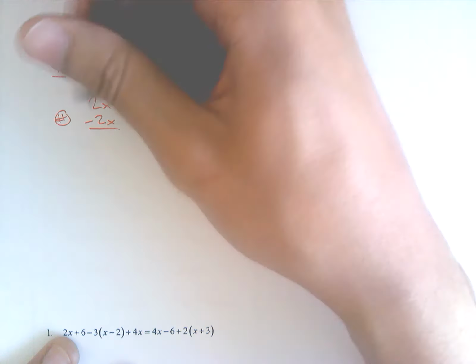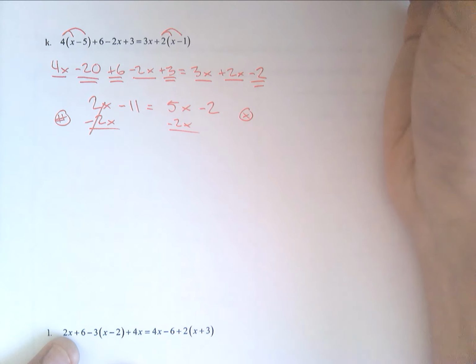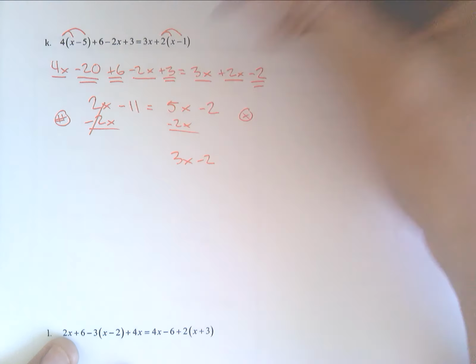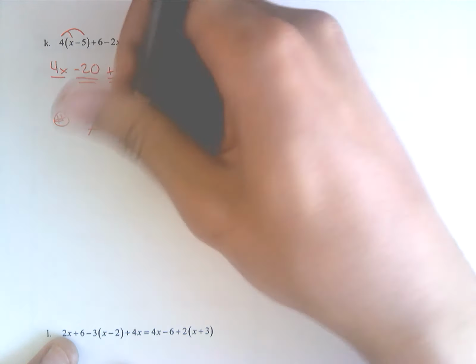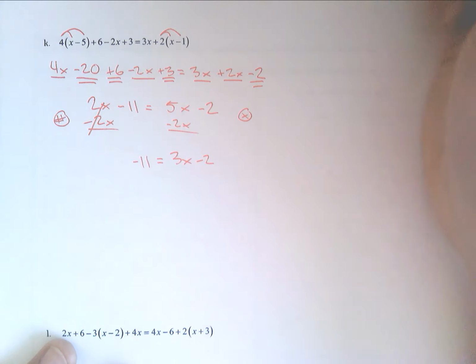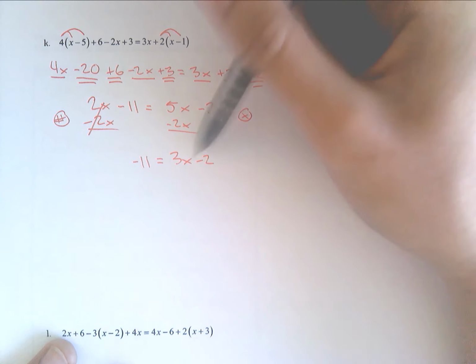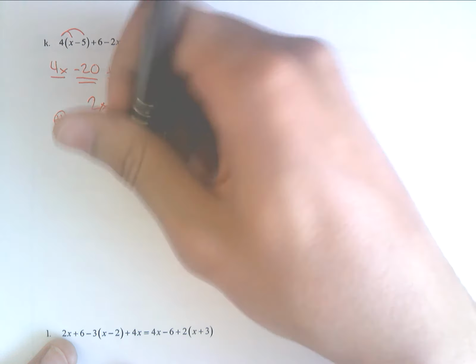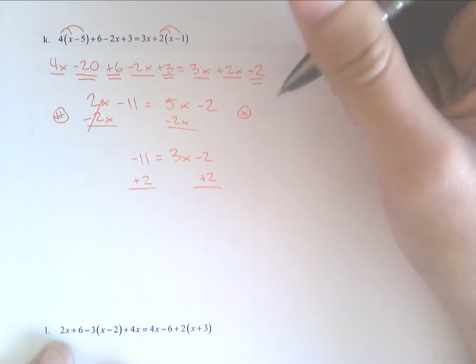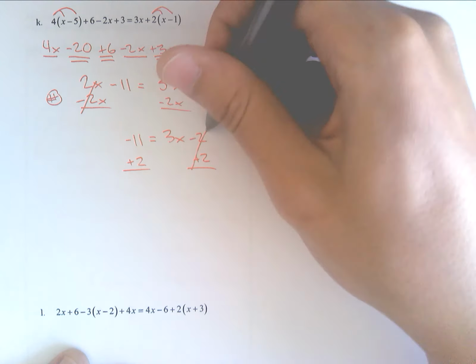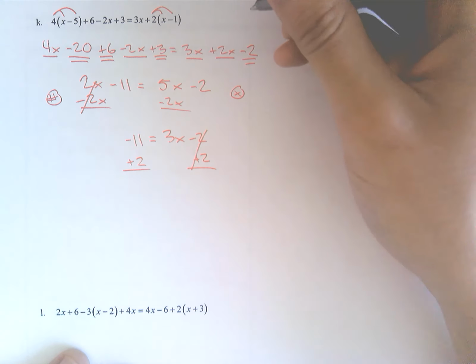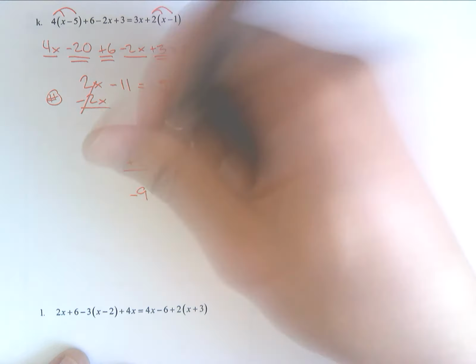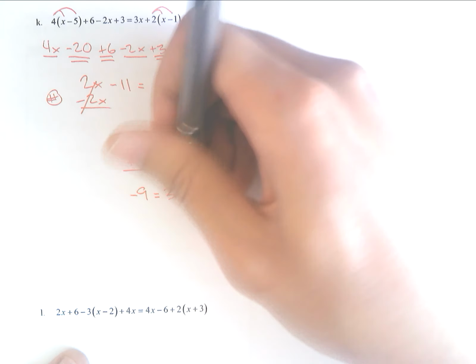On the left-hand side, it cancels. So then on the right-hand side, we have 5x minus 2x is 3x. We bring down the minus 2, bring down the equals, bring down the negative 11. We got to move this 2 over to the other side, so we have a minus 2. In order to get rid of that, we add 2. So we add 2 to both sides. These cancel, and we have negative 11 plus 2 is negative 9. And then we bring down the 3x.